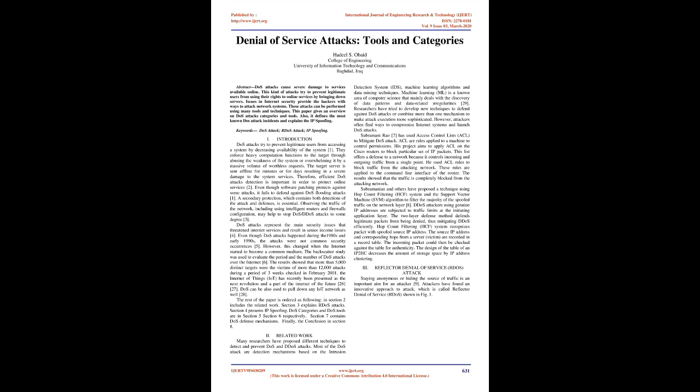3. Reflector Denial of Service, RDoS, attack. Staying anonymous or hiding the source of traffic is an important aim for an attacker. Attackers have found an innovative approach to attack, which is called Reflector Denial of Service, RDoS, shown in Fig. 1. The purpose of a bandwidth attack is to hide the attack traffic source using innocent web servers or routers called reflectors to send malicious packets to the target. A system can be a potential reflector if it replies to an incoming packet.